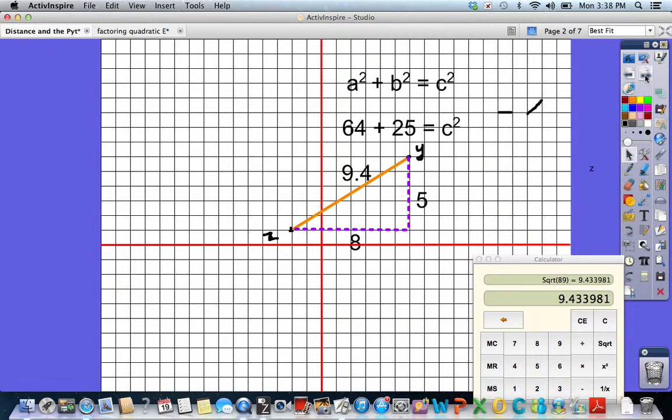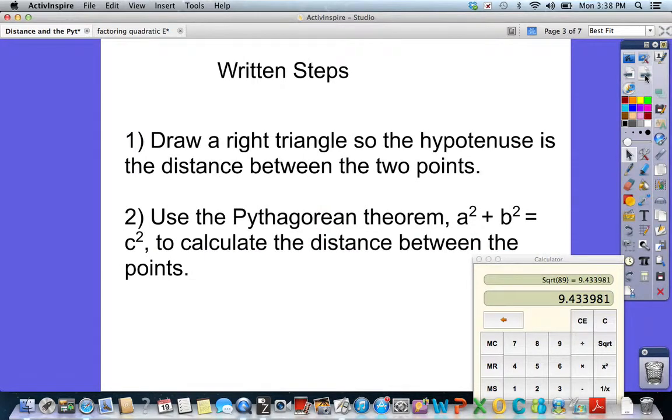So here's the next slide. If you want to copy these steps down, go ahead and pause it, copy them down. If you're not going to copy these steps down, you need to take them and put them in your own words. So maybe it's draw a right triangle, use the Pythagorean theorem. Maybe it's that simple. But you need to do that on your note taker. I need to see that when I come around.